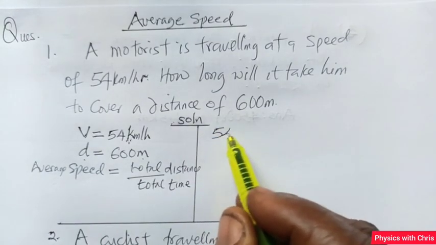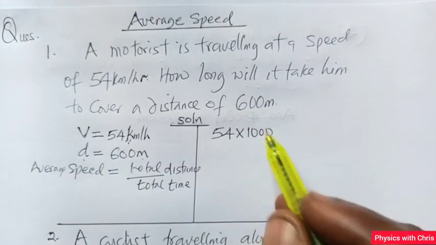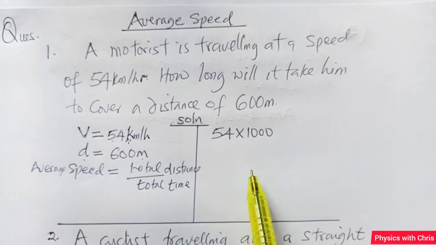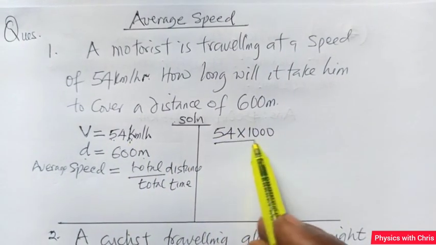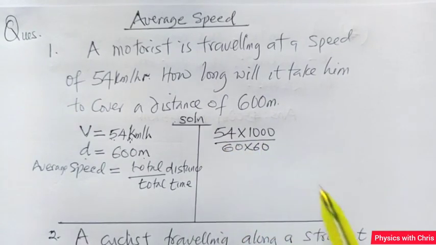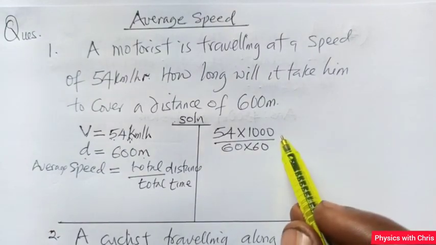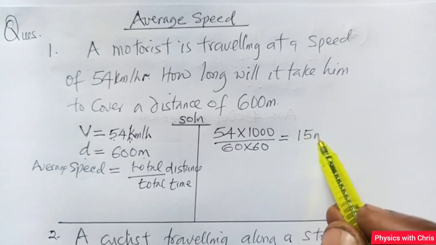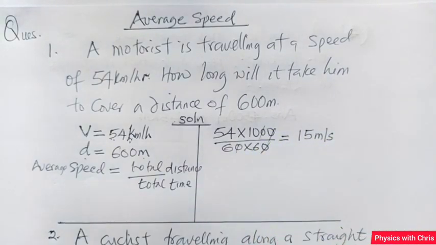So 54 km per hour, we convert that to meter per second, multiply this by 1000 because 1 kilometer is 1000 meters. Therefore, 54 times 1000. 1 hour is 60 times 60 seconds, not 60 minutes. So if I simplify this, it's going to give me 15 meters per second. That is converting the speed. This cancels this, and so on.